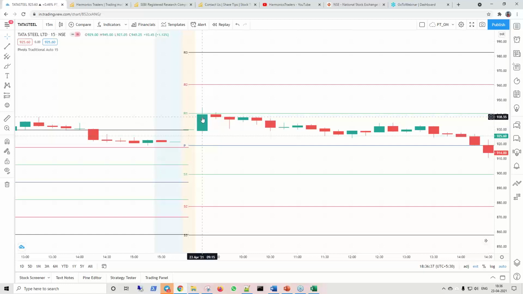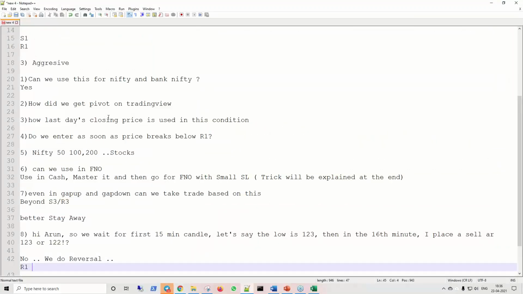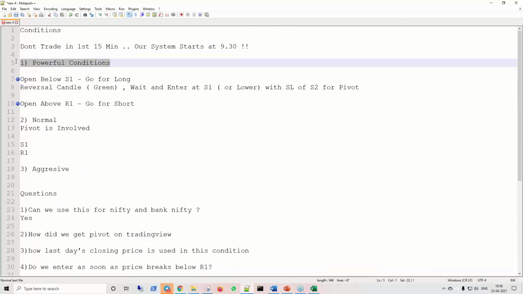See, so far, let me complete the other conditions as well. We are running short of time. This is the best condition without any doubt. The powerful conditions are going long at S1 when the open is between S1 and S2, and going short at R1 when the open is between R1 and R2.